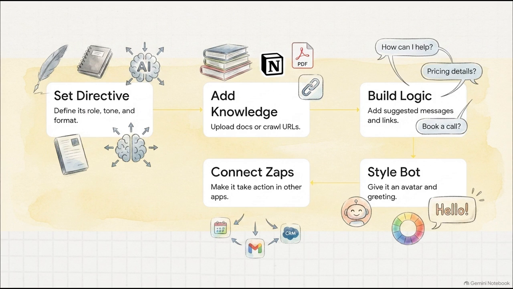Step 2, add knowledge. Upload those Notion docs, PDFs, or crawl your URLs so it actually knows what it's talking about. Step 3, build logic. Add suggested message bubbles so users know what to ask. Step 4, style the bot. Give it a cool avatar, your brand colors, and an automated greeting that pops up after a few seconds to grab their attention. And finally, step 5, connect Zaps to make it take action out in the real world.